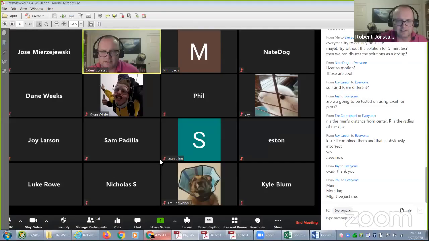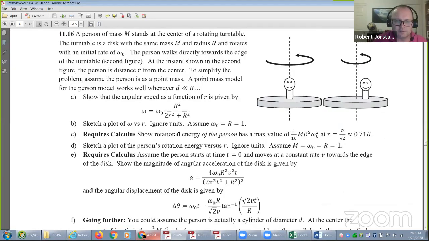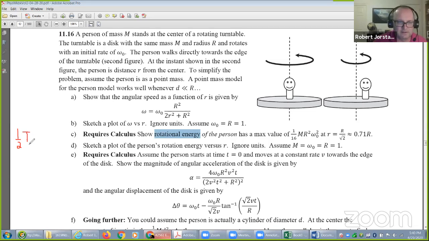I'm going to remind ourselves of the question. We're trying to do this one. Show the rotational energy the person has this maximum value. So rotational energy, hopefully the first thing you thought was 1/2 I of the person, omega of the person squared. And then you just say, well, this is omega, shove it in there. And then that's equal to, I'll just call that the rotational kinetic energy. I'm just going to call it K, okay?